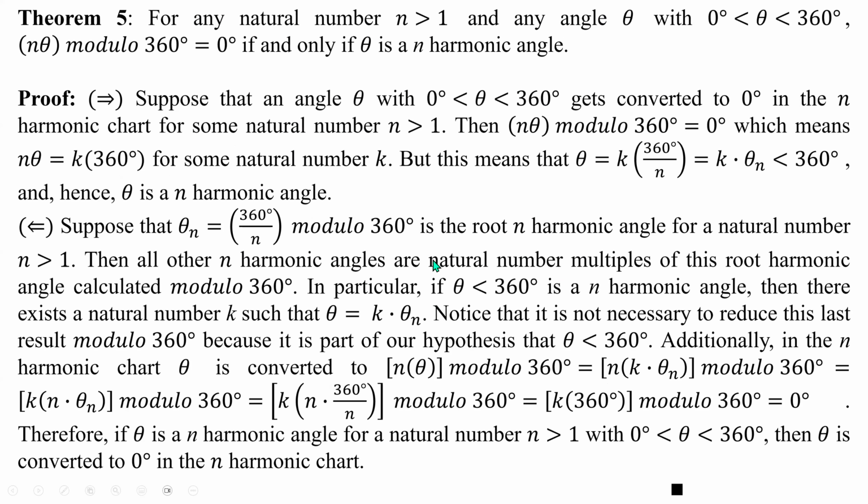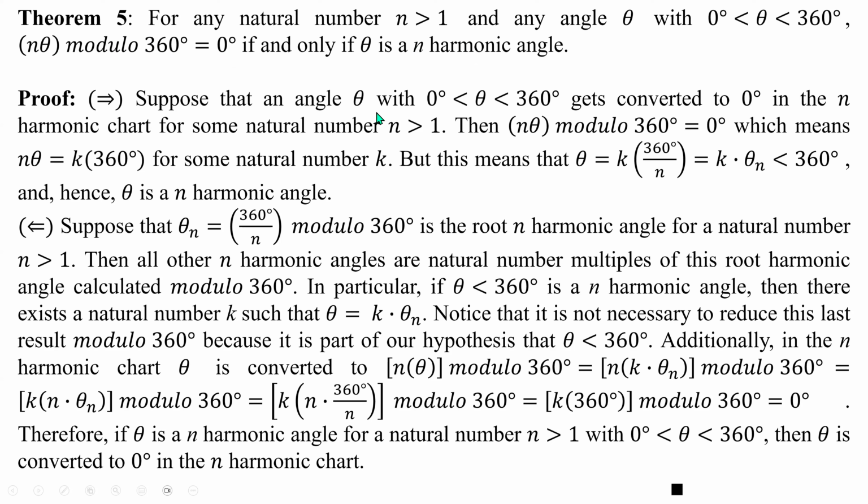Let's take a look at the theorem and its proof. So theorem 5: for any natural number n greater than 1, and any angle theta with 0 degrees less than theta less than 360 degrees, n times theta modulo 360 degrees is equal to 0 degrees if and only if theta is an n-harmonic angle. Now, whenever we say if and only if, you have to do a proof going in each direction. You can assume this over here and prove this, or you can assume this and prove this. So we'll start going in this direction.